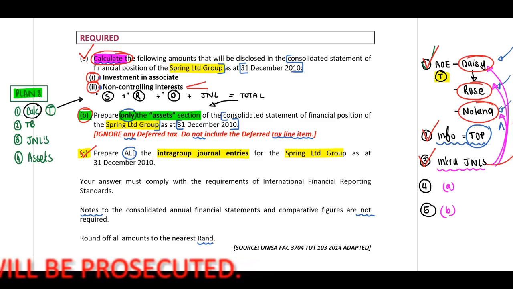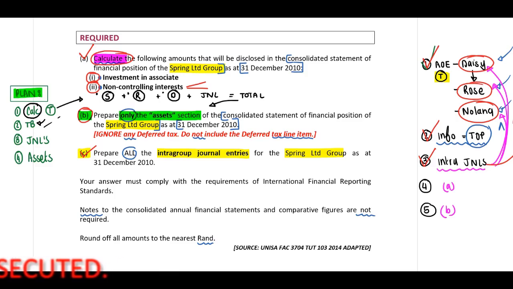Then my second step, I will refer to my trial balance and I will identify all of the assets that I need to include in my calculation in terms of Spring, Rose, Daisy. Step number 3, I will view each journal entry and identify if I need to include this in my calculation in terms of my assets.